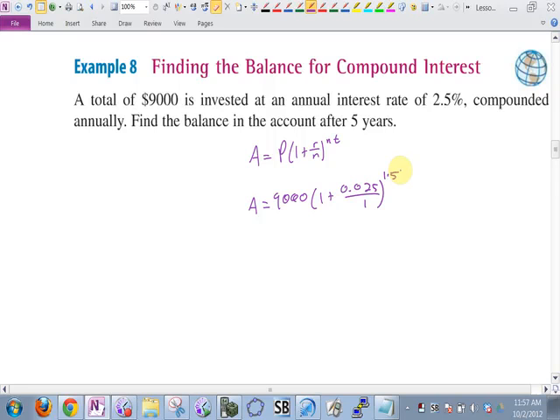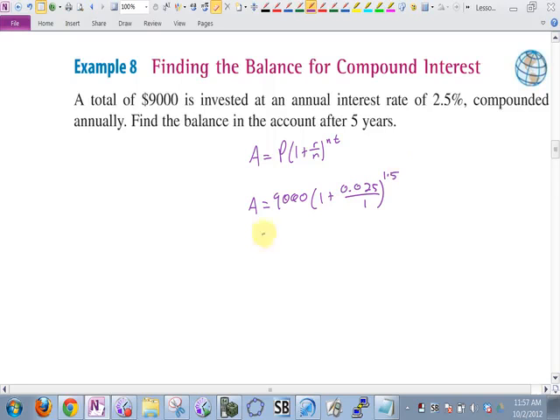No, because we're compounding annually, that's for like 1 year. So my money is actually increasing by 2.5% one time every year. And so for 5 years, I'm going to get that increase 5 different times.